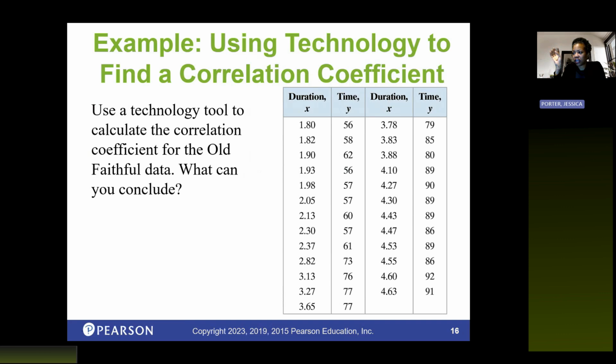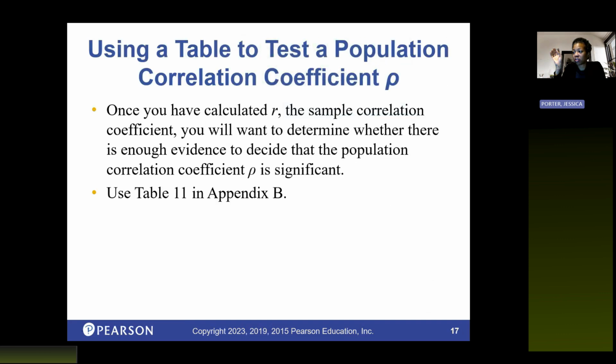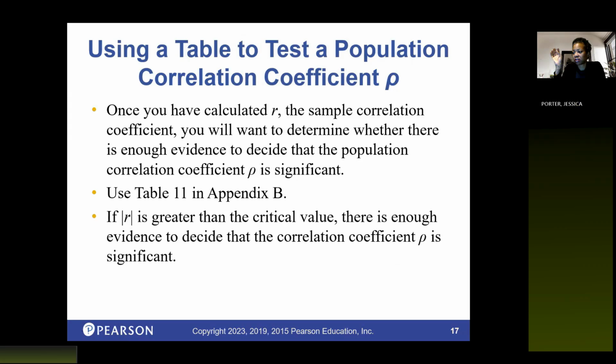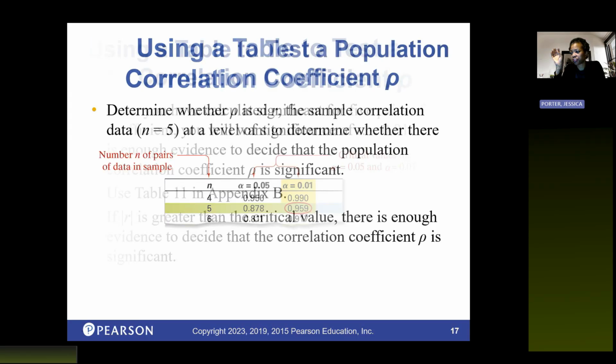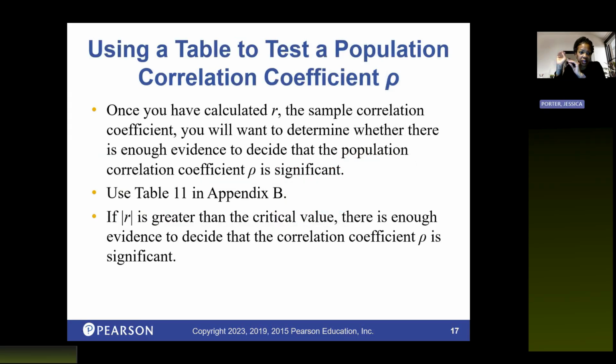And then it's asking me to use a technology tool again, but the problem with that is that we have to enter all the data in. So we're not going to do that right now. Again, if you use StatCrunch, you can pull that data in from just the problem itself.